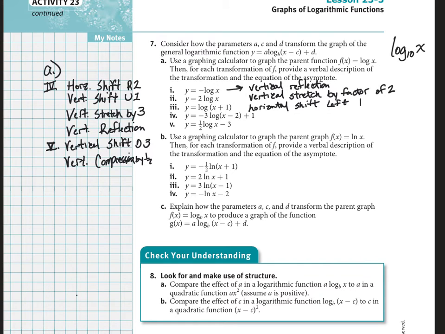All right, so let's move on to the natural logs. Again, natural logs are just a different base. The transformations are going to be the same. This one actually has 3 of its own. Number I, sorry. Inside the parentheses is our horizontal. Adding or subtracting makes it a shift. Horizontal shift, left 1.